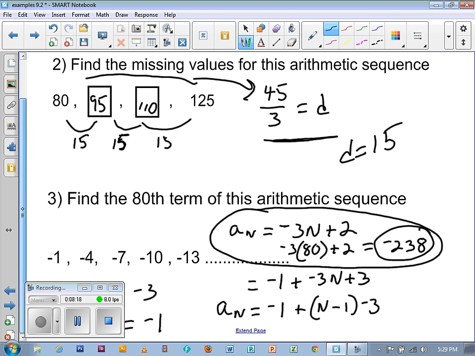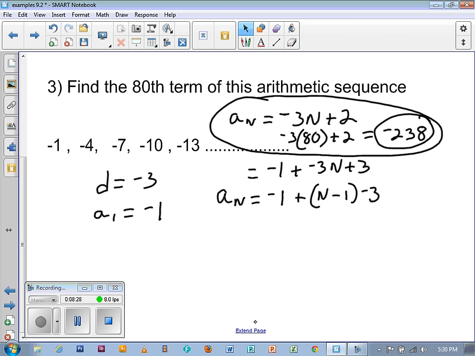Number 3 is a popular question. You'll have to know this on the test, so be aware of this. Hopefully it went well for you, but basically when they start talking about the 80th term, there's no way you're going to use a recursive formula. I don't expect you to write this sequence out 80 terms in it. What you will do though is find a common difference, which we can see is negative 3. Again, you're going down by 3 each time.